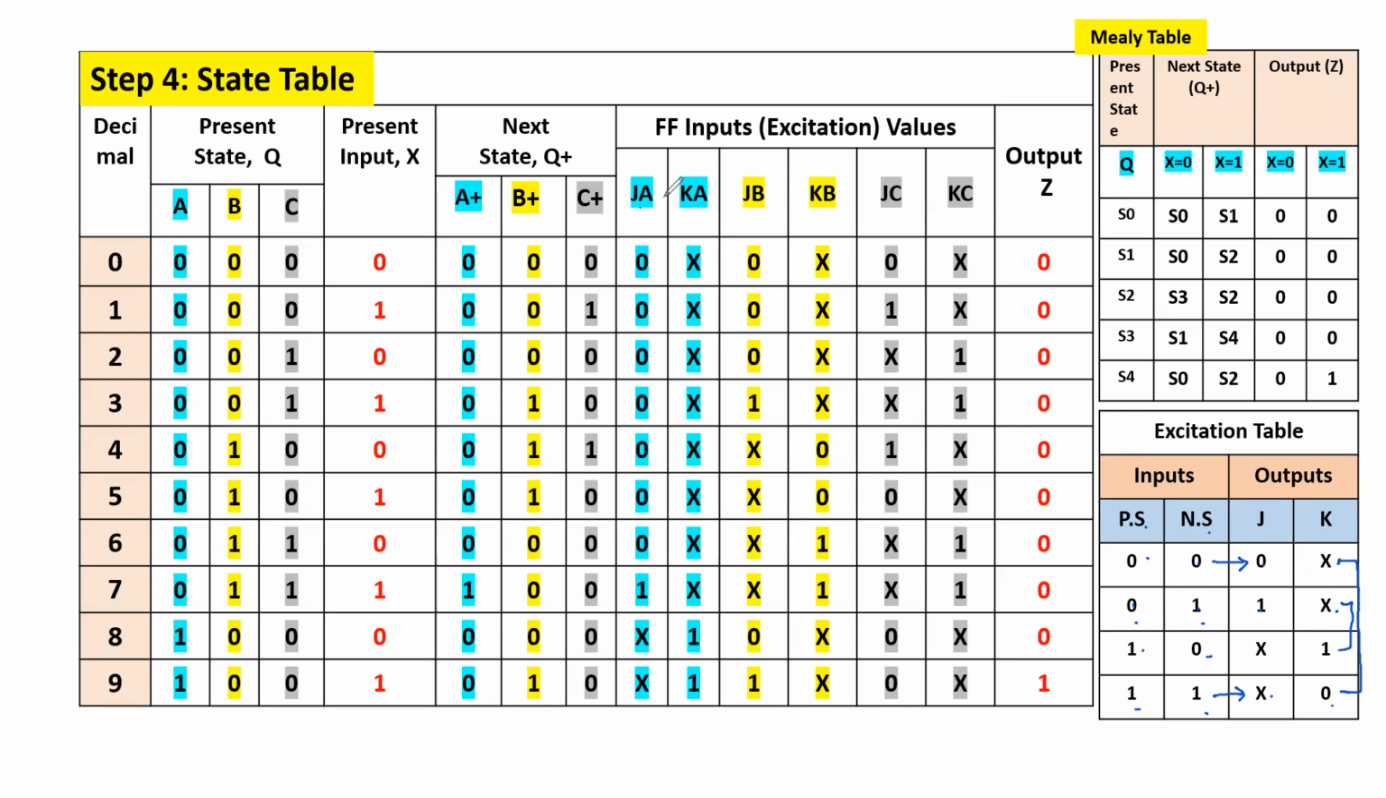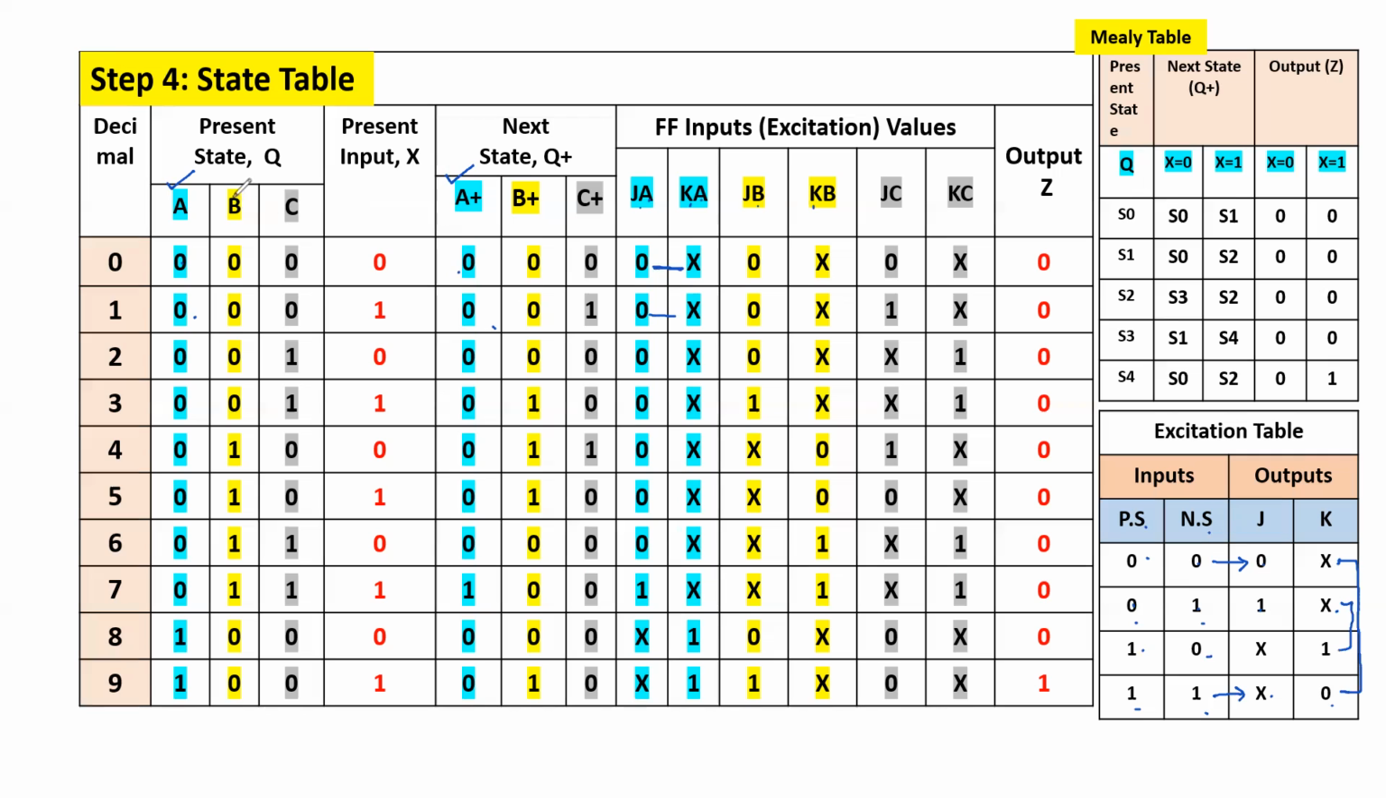To write the JA, KA values, here I have already given different color combinations. For blue color, you can see that to write the JA, KA values, you should focus on the present value of A and the next state value of A, that is A plus. That means 0, 0 means here 0, don't care. So this is 0, don't care. Next 0, 0, again 0, don't care. In this way, you should fill all these rows.